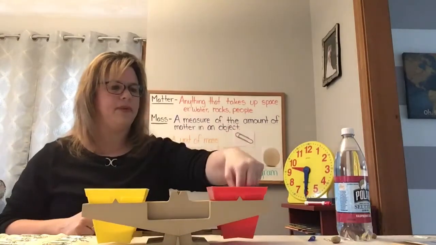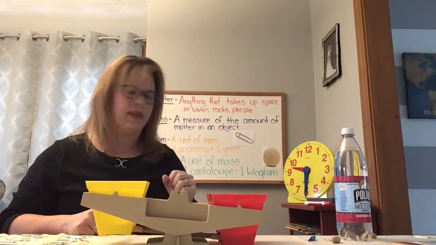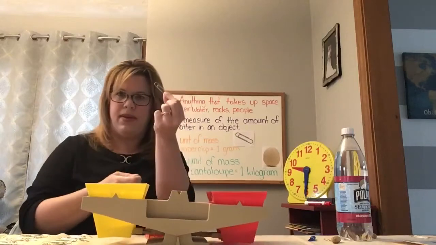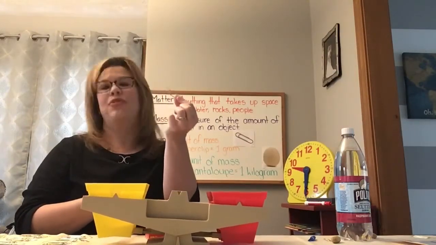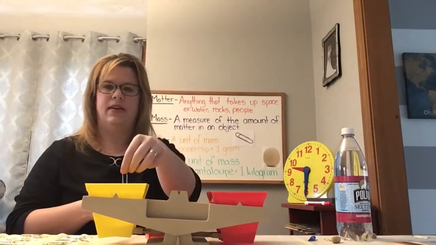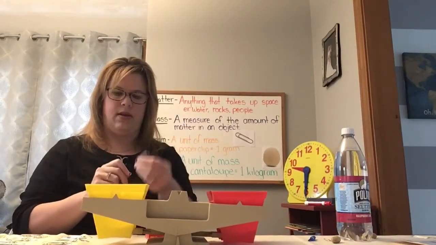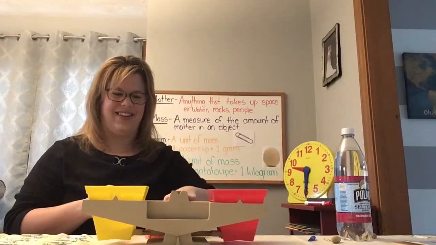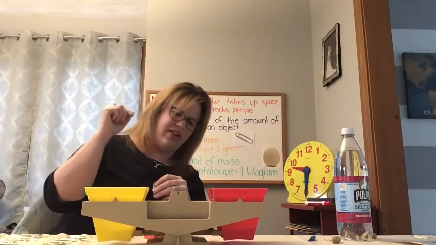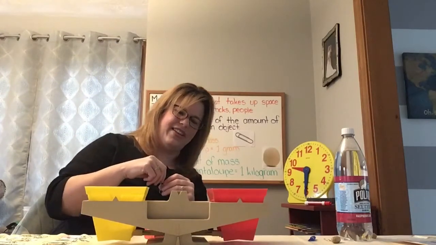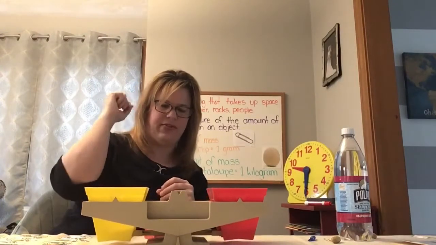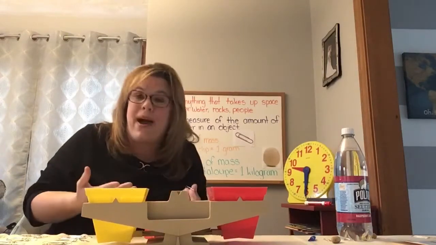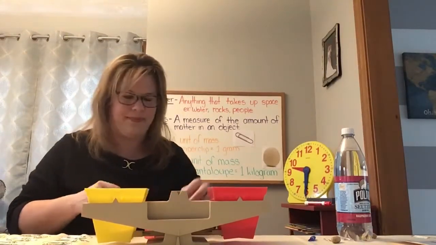The way I'd find out is I'd put it in one side of my balance. And then I would use 1 gram objects at a time to figure out the mass. So 1, 2, 3, 4. It's just about equal. Let's see if 5 will do it. All right, so a nickel is about equal to 5 grams.